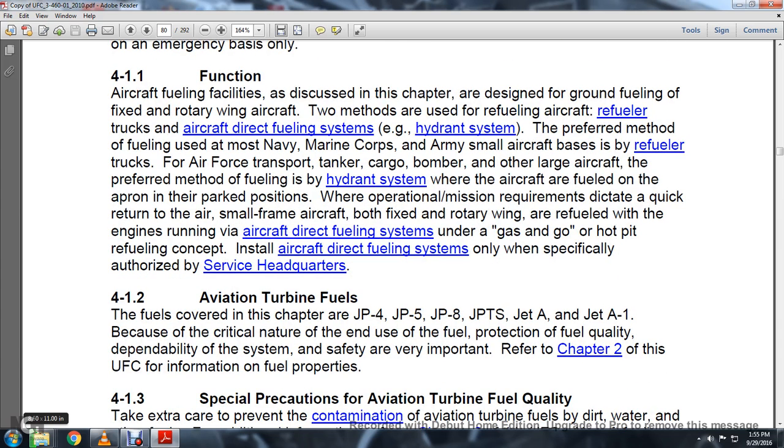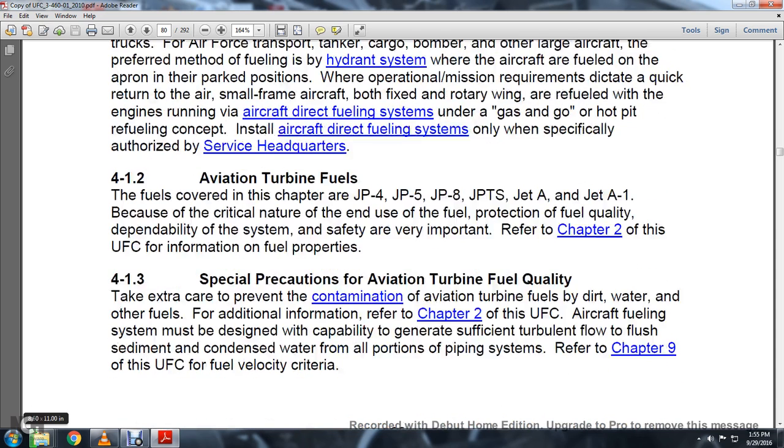4.1.2 Aviation Turbine Fuel. The fuels covered in this chapter are JP-4, JP-5, JP-8, JPTS, Jet A, and Jet A-1. Because of the critical nature of the end use of the fuel, protection of fuel quality and system safety are very important. Refer to Chapter 2 of the UFC for information on fuel properties.